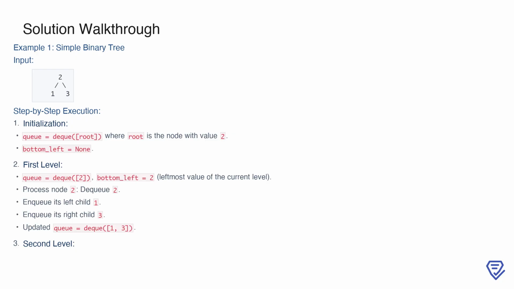Here, we start with a simple binary tree. The root node has a value of 2, with 2 children, 1 on the left and 3 on the right.